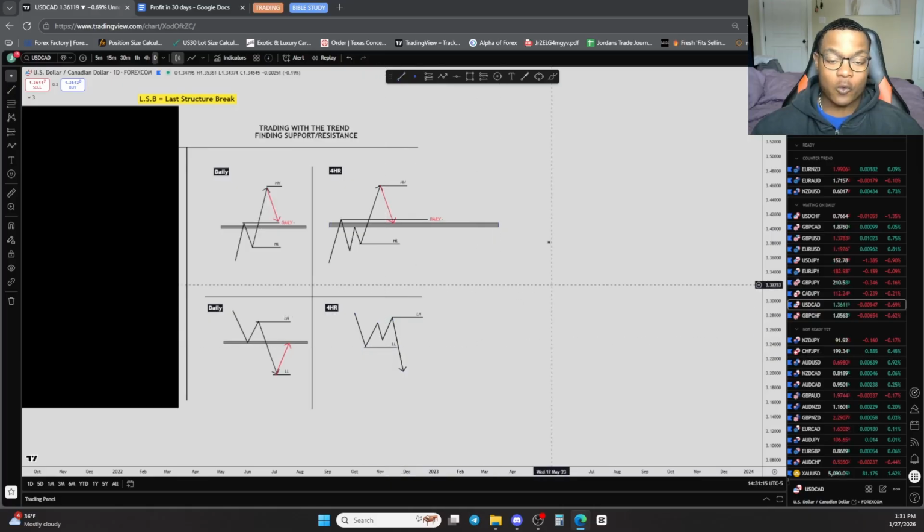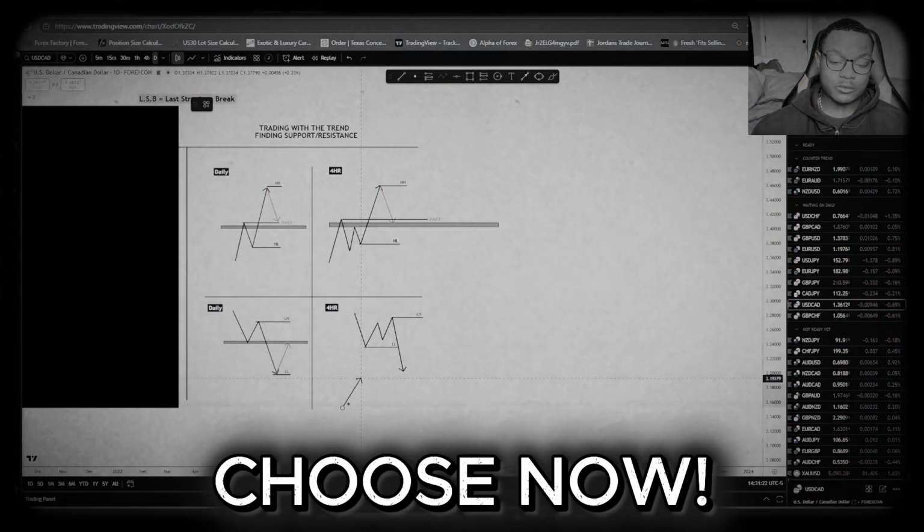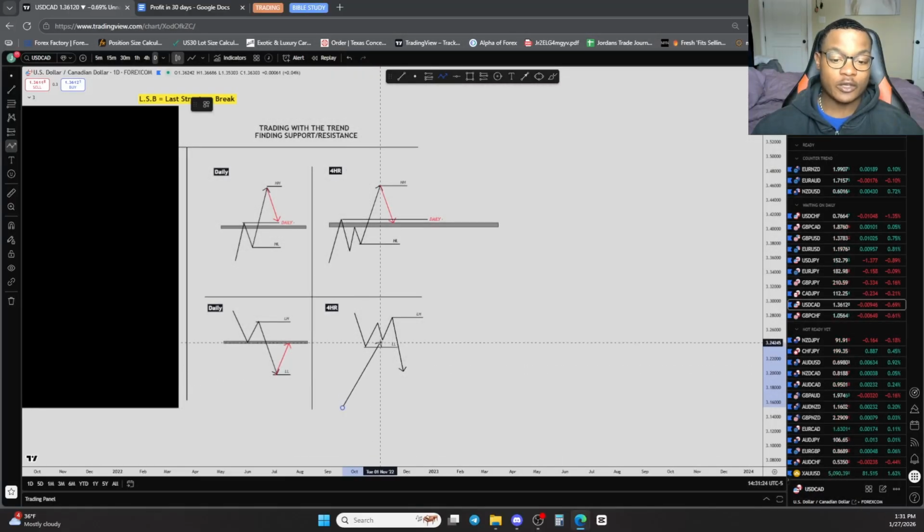And now, where would be our last break of structure? 0.1 or 0.2? It will be 0.2. This is the last structure break overall. Yes, we have the overall continuation move happen here, but the structure inside of our bearish trend happens to be here, which makes this the last structure break. So now I can mark this off like so.